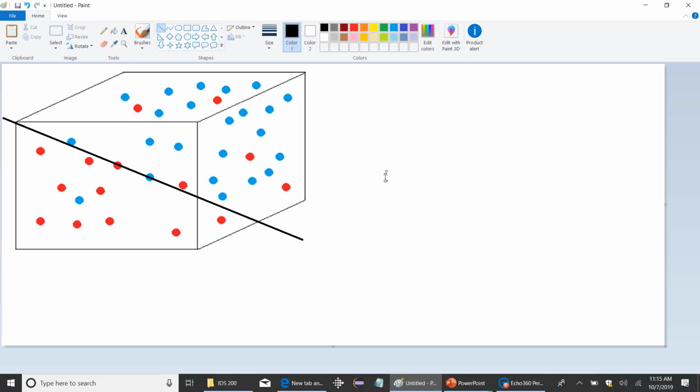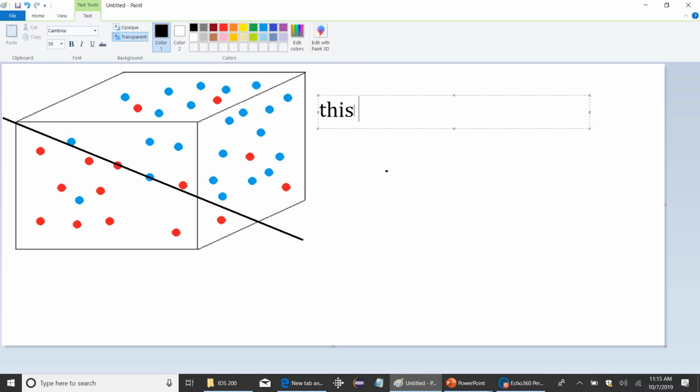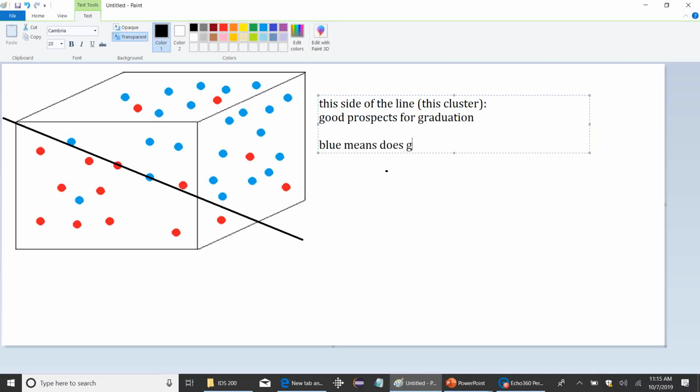Okay. So, however we're mapping the variables that describe it, we're saying this side of the line, this cluster, has good prospects for graduation. Blue means does graduate, red means does not graduate. Because with the scholarship, one of the things is you want to give money to people that are actually likely to finish the program.